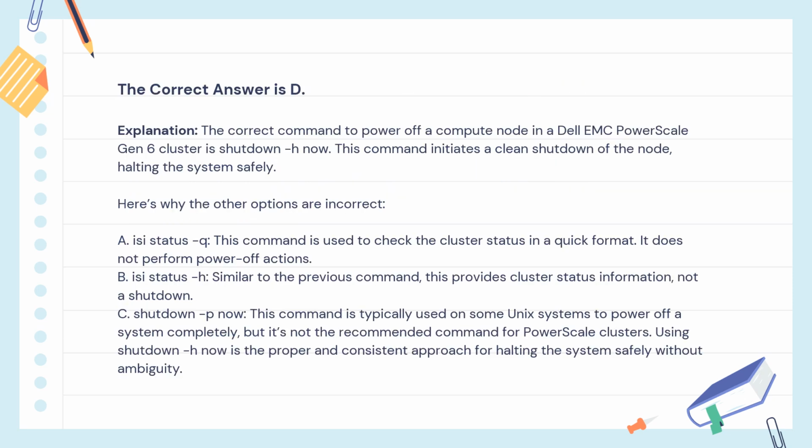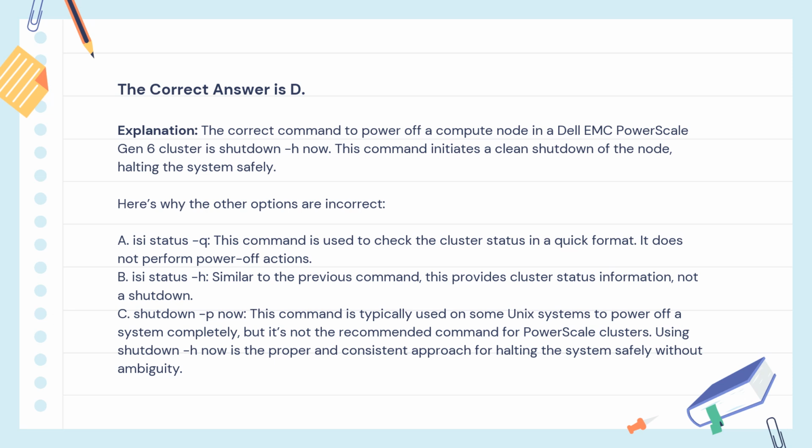The correct answer is D. Because the correct command to power off a compute node in a Dell EMC PowerScale Gen 6 cluster is shutdown -h now. This command initiates a clean shutdown of the node, halting the system safely.